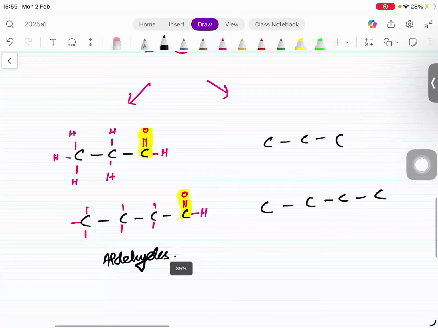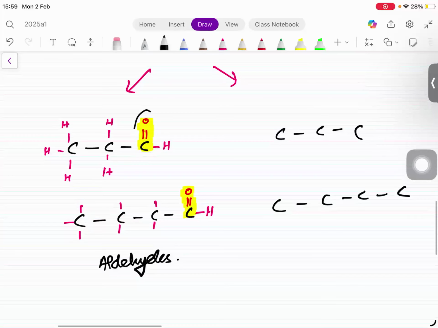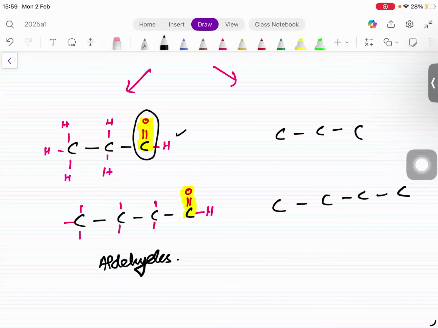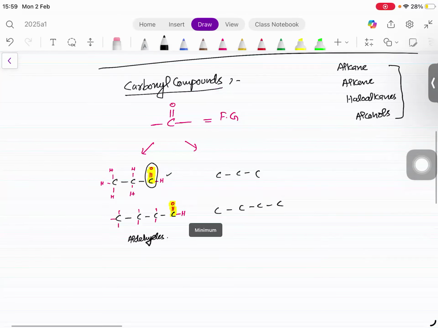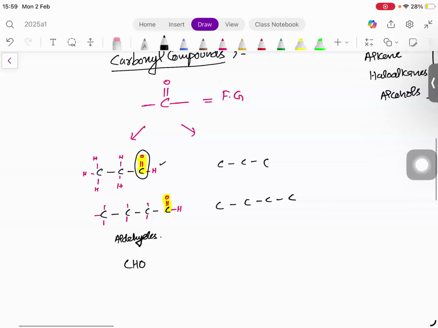So another way you can remember: when C double bond O is attached to the terminal carbon, obviously one side is going to have hydrogen, because it's a terminal carbon, no more carbon on the next side. So when carbonyl is attached on the terminal carbon or has hydrogen on one side, it is known as aldehyde. You don't call it CO, you call it the CHO functional group, because it is CO with H. So the functional group is C double bond O attached with hydrogen.